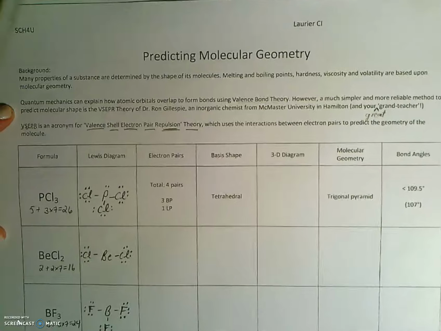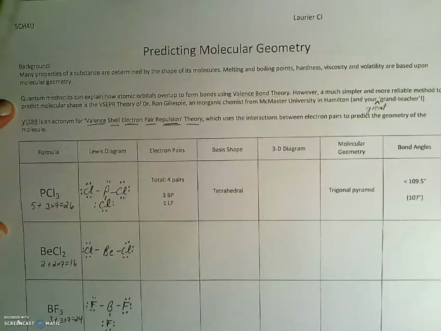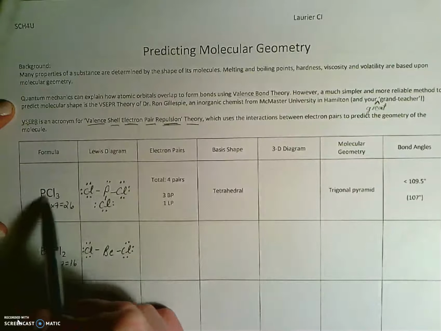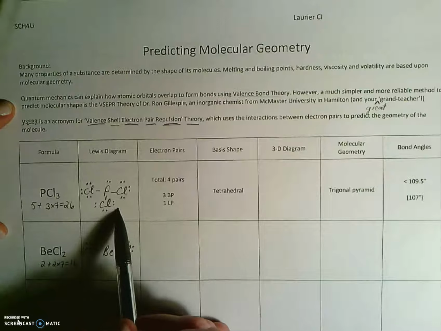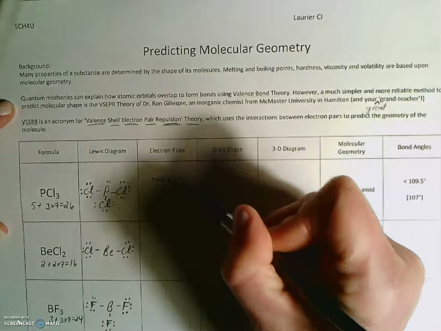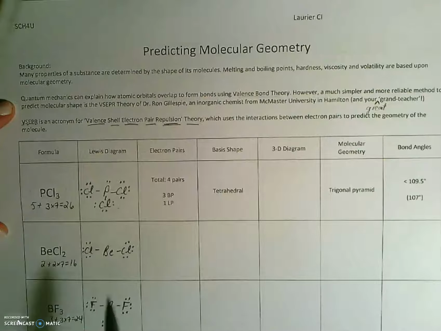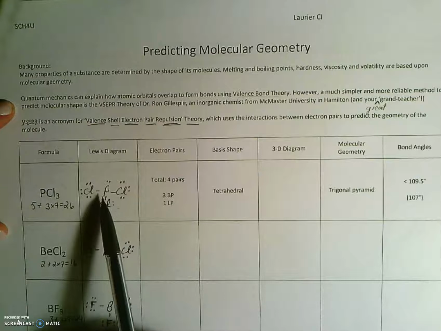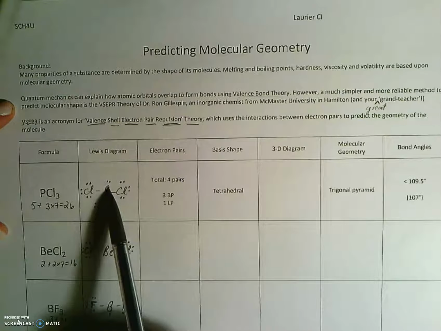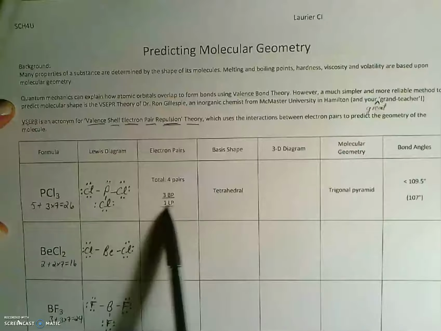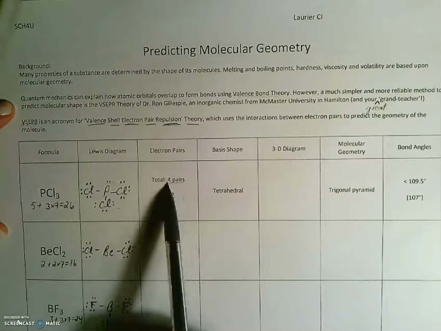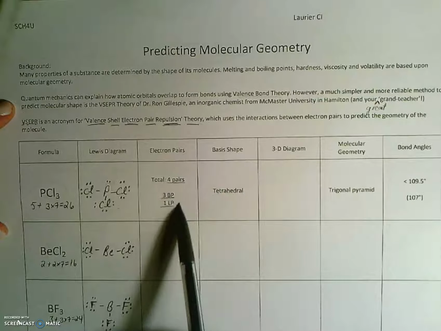So let's look at our first example here. A lot of the information has been filled in for us. So our first example is the phosphorus trichloride molecule, and the Lewis structure you get for that should look something like this. And once you have the Lewis diagram done, the next thing you want to do is total up the pairs of electrons around the central atom. So here, phosphorus is my central atom. I have 3 bonding pairs, so that's what this represents. And then one, I'm going to call this non-bonding pair, from here on out a lone pair. So in total I have 4 pairs, and then they're broken down in this way.